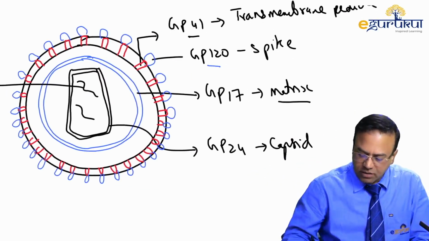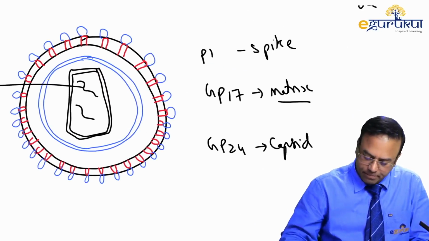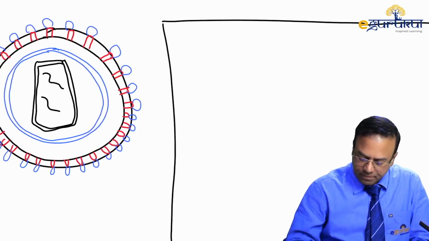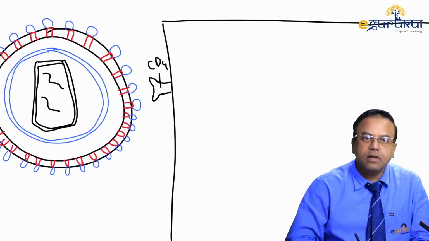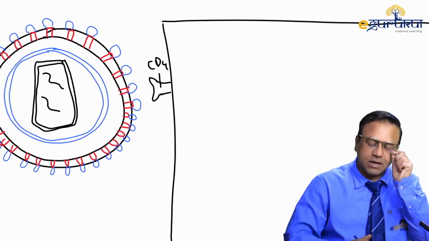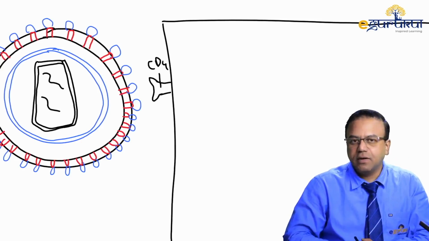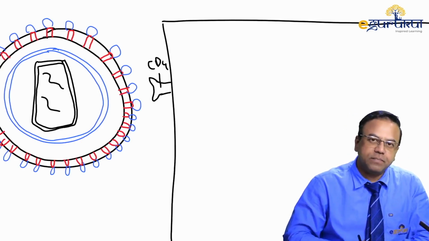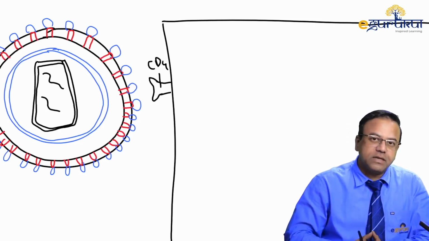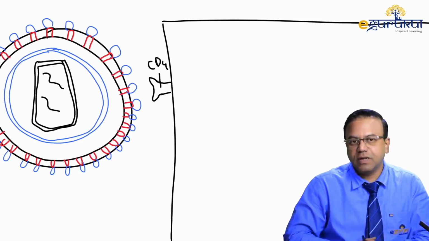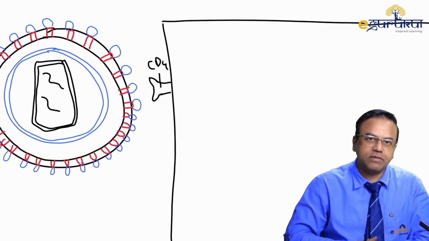Now the way this HIV virus enters the cells is interesting. The cell has got a CD4 receptor. There are many cells that contain CD4 receptors, particularly the T helper cells, the macrophages, the microglia in the brain, and the dendritic cells. All these contain the CD4 receptors, and they are all targets for the HIV virus.